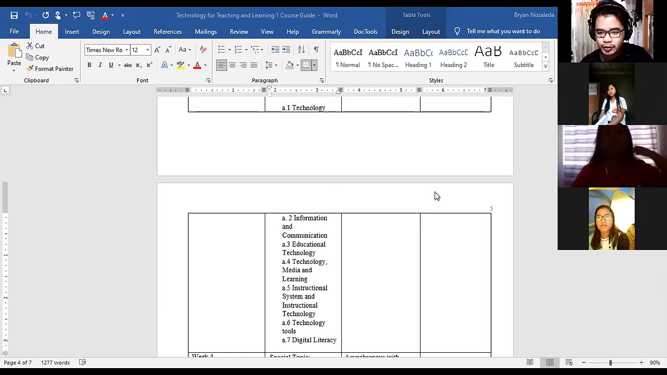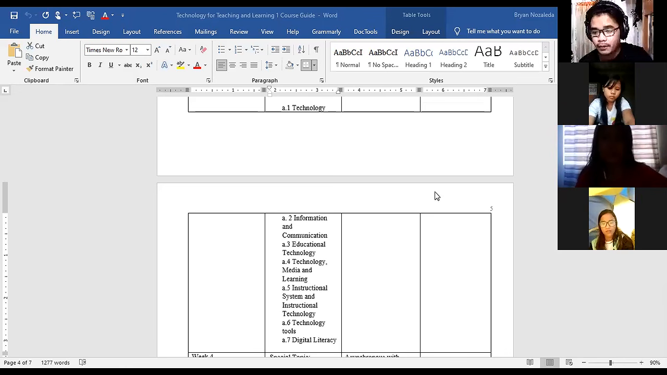In other words, what we're trying to do now is connect education to technology. And what's the difference between education and learning after all?